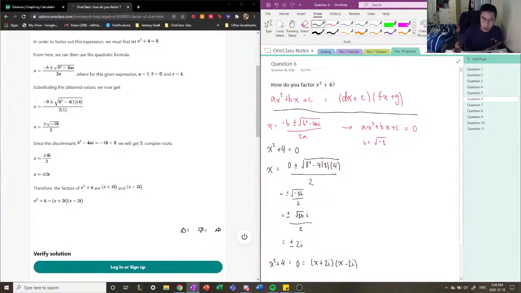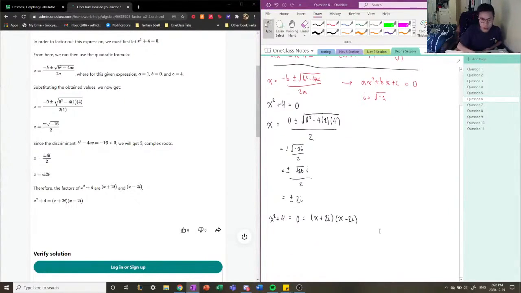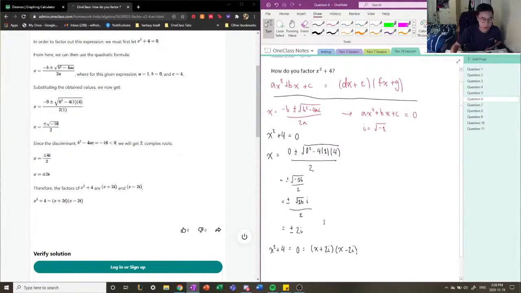We can see here that when x equals 2i, the bracket x minus 2i will equal 0, and anything times 0 is equal to 0. And when x is equal to negative 2i, the bracket x plus 2i will equal 0, and 0 times the other bracket is equal to 0. So that's how the zeros relate to the factors. By finding the factored form, we're able to find the zeros that make this equation equal to 0. That's why we call them zeros. So these are the factors of x squared plus 4.